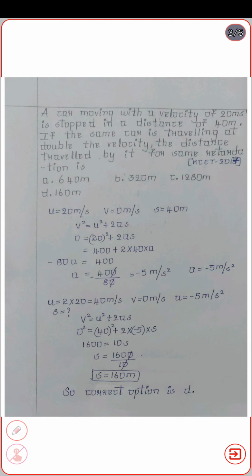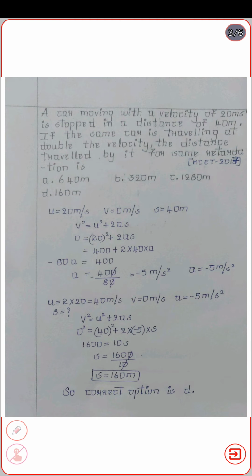Next, if the same car is traveling at double the velocity. Let me calculate for the first case. A car is moving with a velocity of 20 meter per second and it is stopped, so the final velocity is 0 and the distance is S equals 40 meter. By this u, v, s I'll calculate the acceleration. The equation of motion we can use here is v square equals u square plus 2as. We substitute the u value and the s value, and we get a as minus 5 meter per second square.